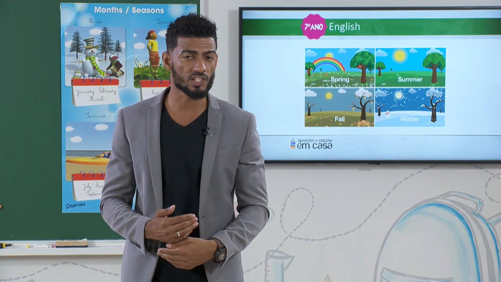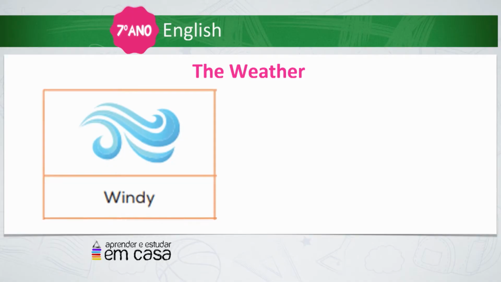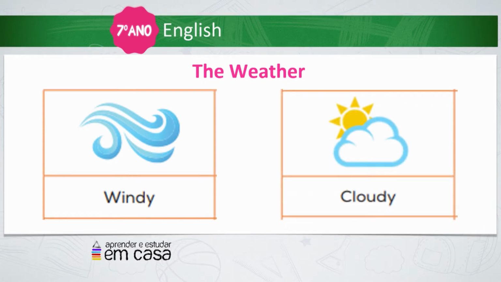Let's see in English some weather that we have. For example, we have windy. Can you repeat with me? Great, windy. And then cloudy. Can you repeat? Great, cloudy.